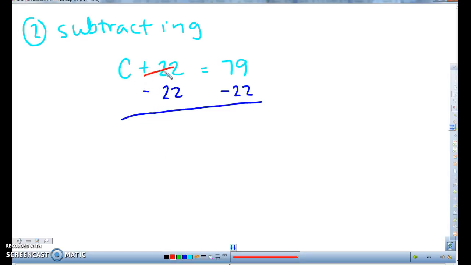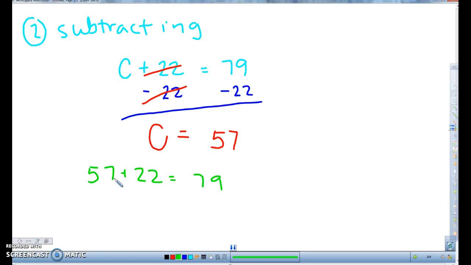A positive 22 and a negative 22 should cancel out, so that on this side we are left with c. When I subtract down, 9 minus 2 is 7, 7 minus 2 is 5, so c equals 57. Again, I should probably check my work. Make sure that 57 plus 22 is equal to what I want. When I add those together, 2 and 7 is 9, 5 and 2 is 7, 79 is equal to 79. What property is that?